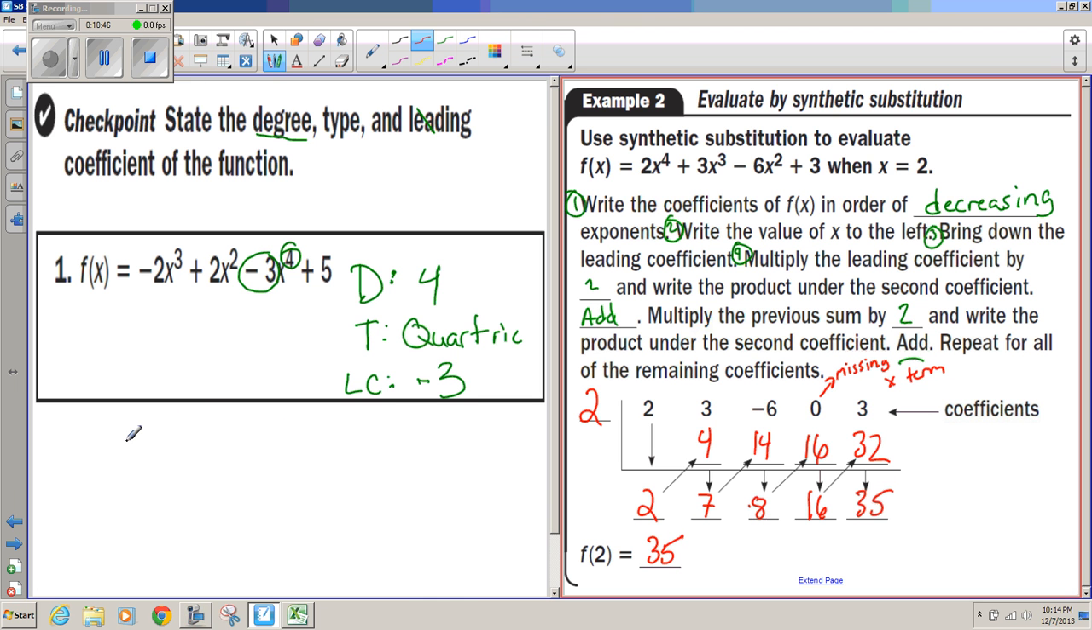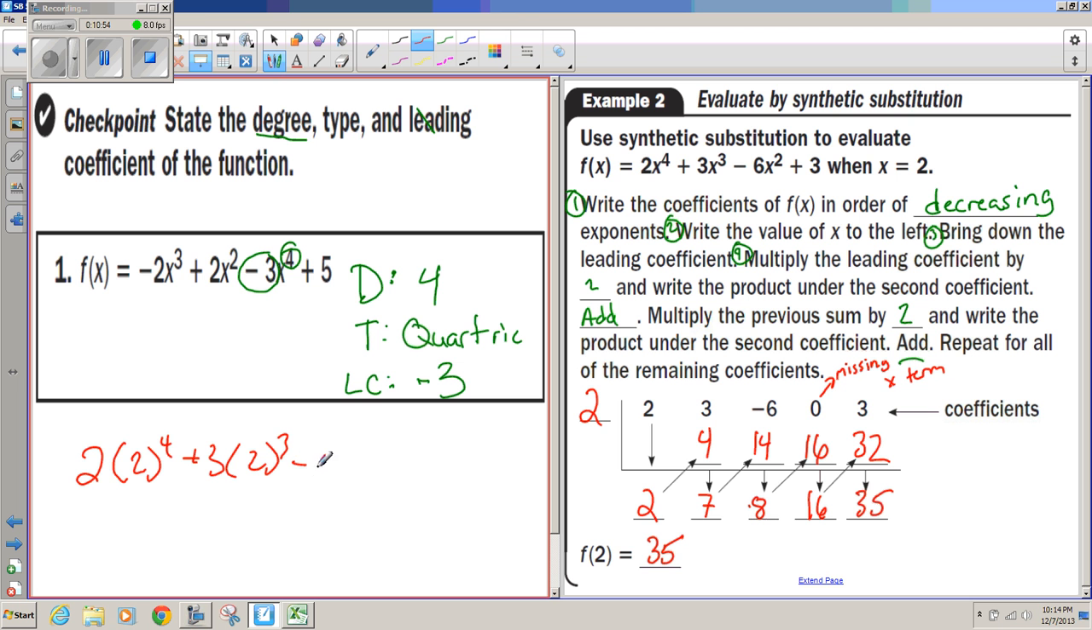What this avoids for us is that now we don't have to worry about 2 times 2 to the 4th plus 3 times 2 to the 3rd minus 6 times 2 squared plus 3. We don't have to do that. We just follow the synthetic substitution way, and it gives it to us right away.